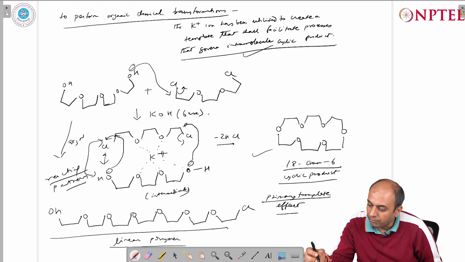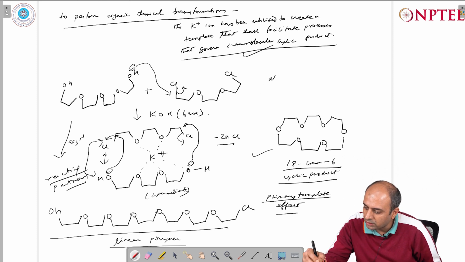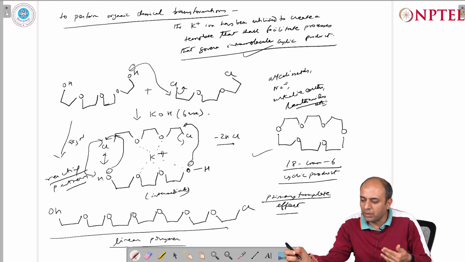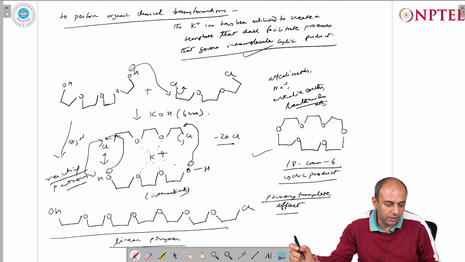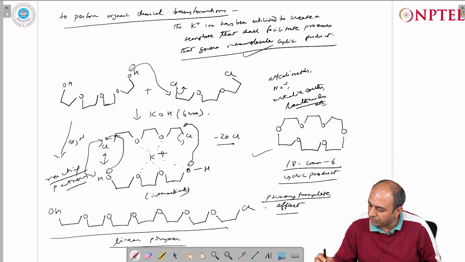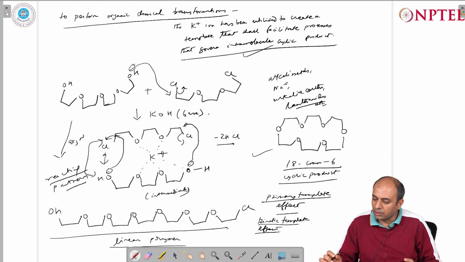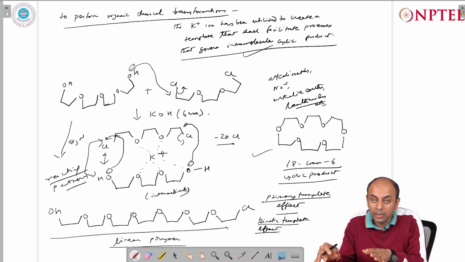by other cations like the alkali metals, like sodium, or the alkaline earths, lanthanides, etc. So, different kinds of metal cations can actually catalyze this process, and this is referred to as a primary template effect or a kinetic template effect. This is referred to as the kinetic template effect because here the processes that govern formation of the product are of a kinetic nature.